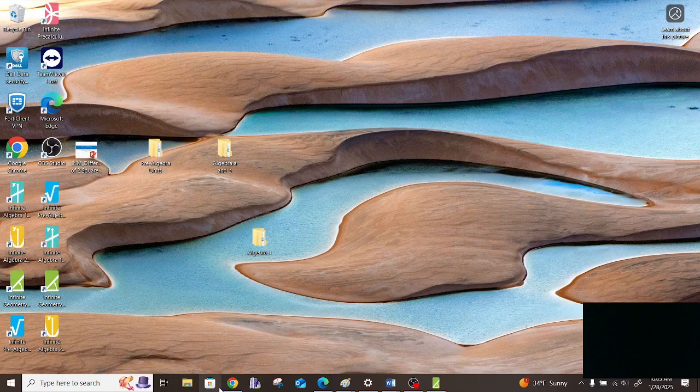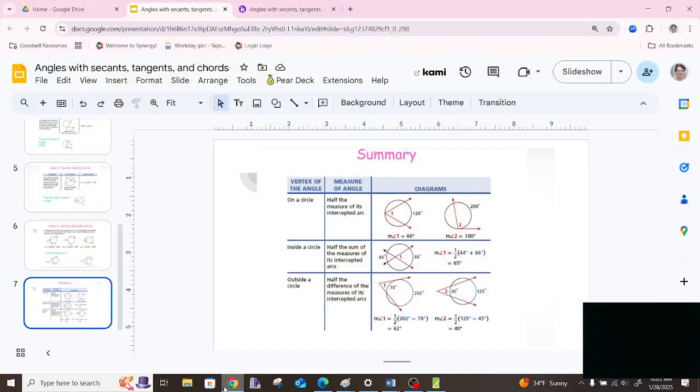Go ahead and see if you can apply it to the first example while I'm pulling this up.